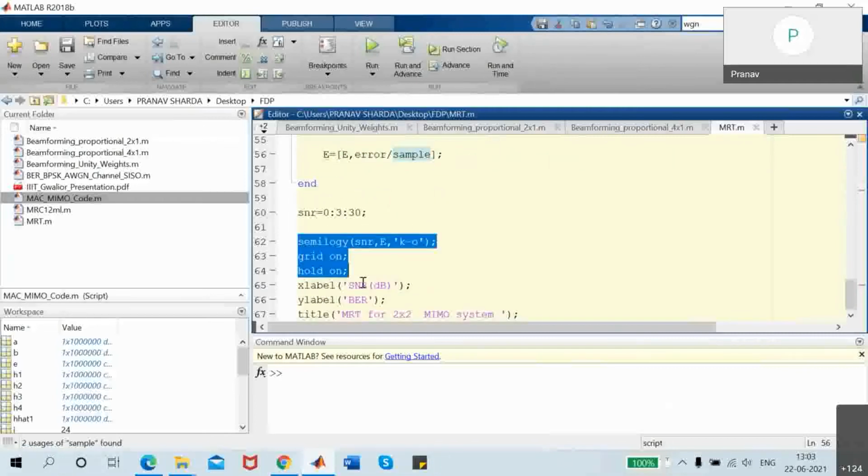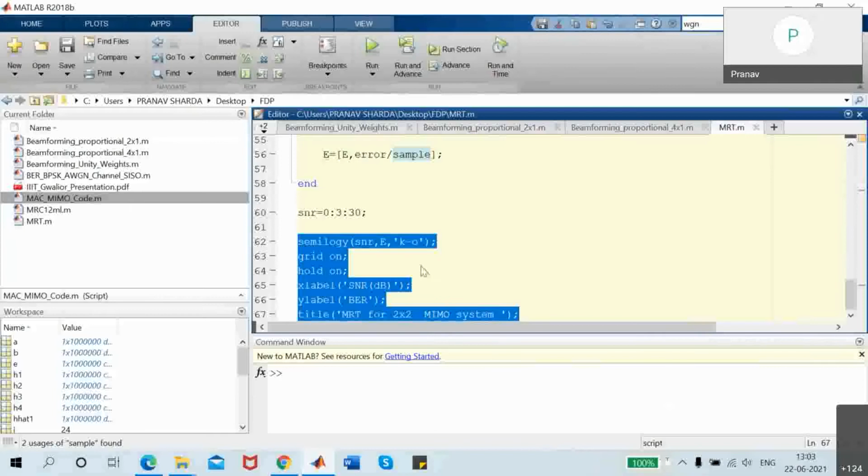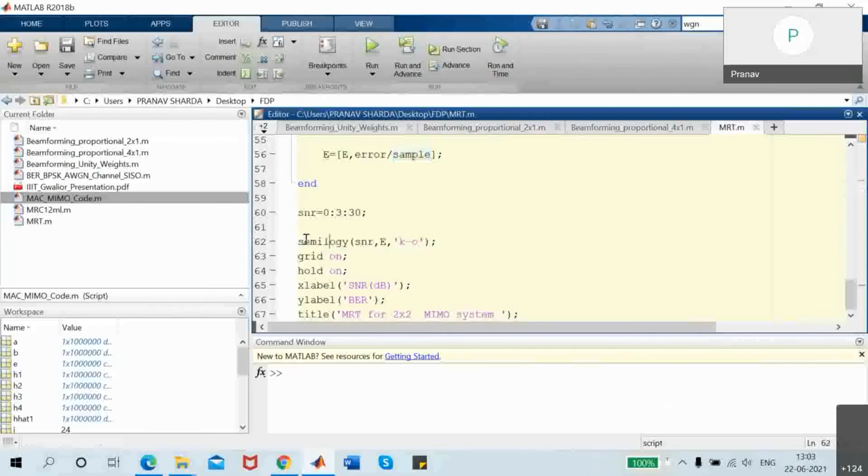And then we just plot it, right? The commands I have discussed. This is the command to get a logarithmic BER value, semilogy. If you simply write plot, you will get a simple value of BER. Usually we write the BER in terms of 10 raised to power some exponent. So semilogy will give a logarithmic value of BER, right? So if I run it, let's see what we get.